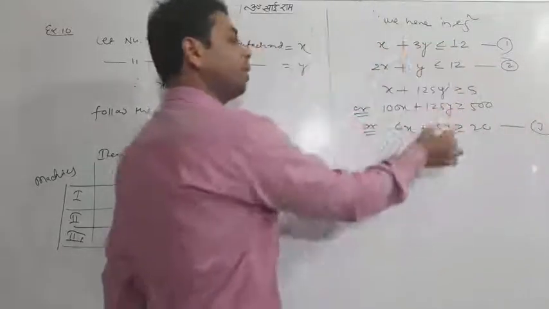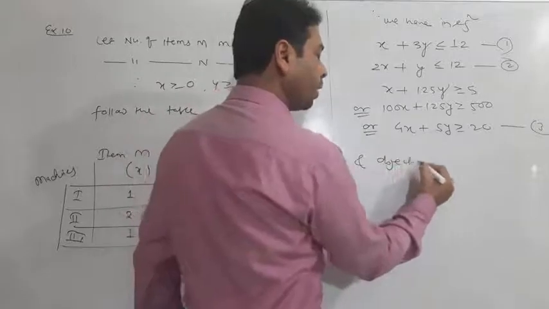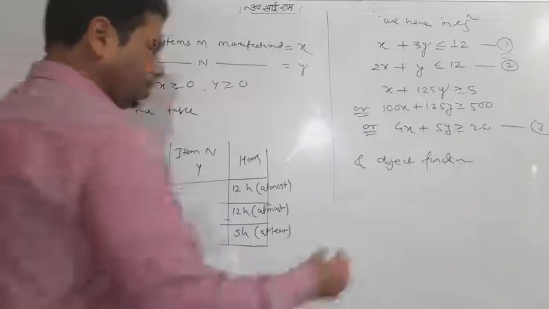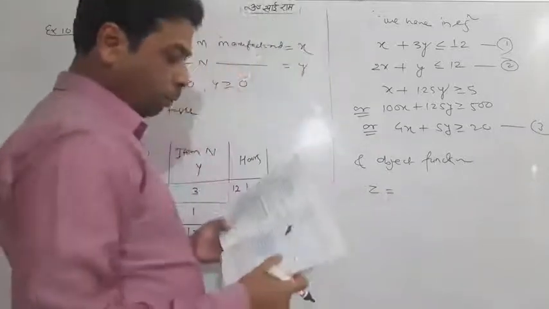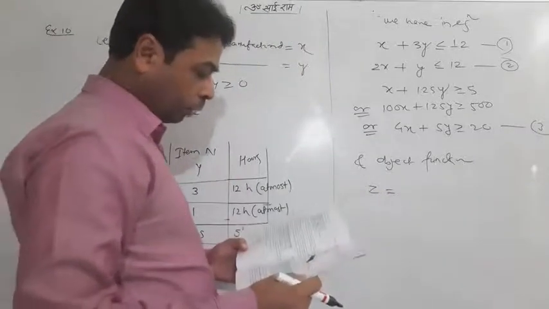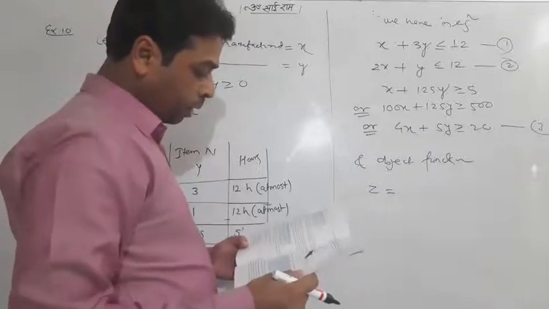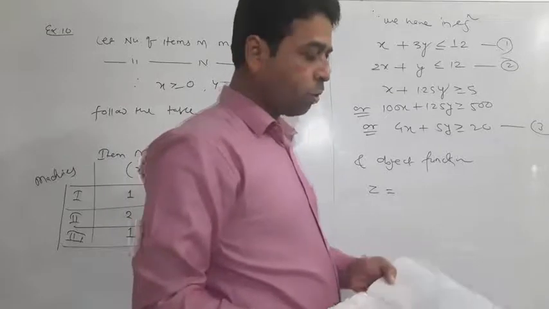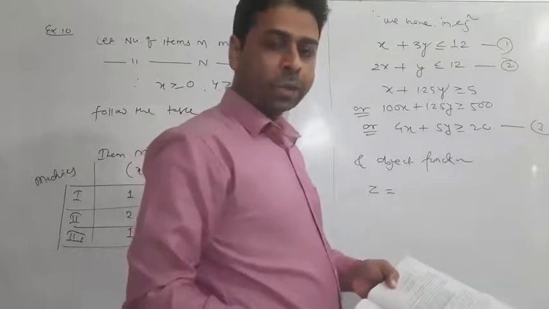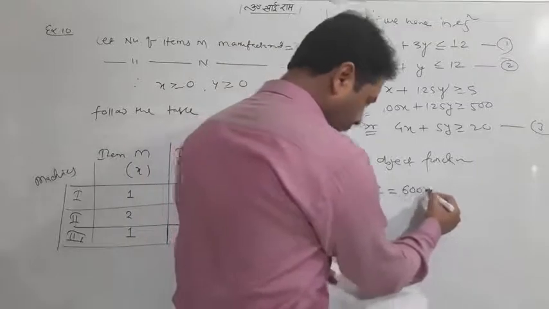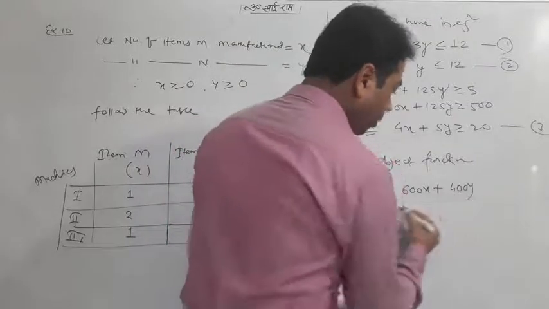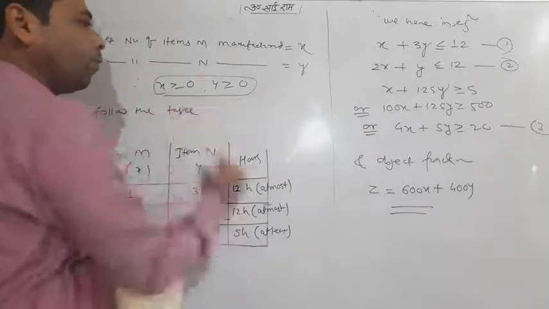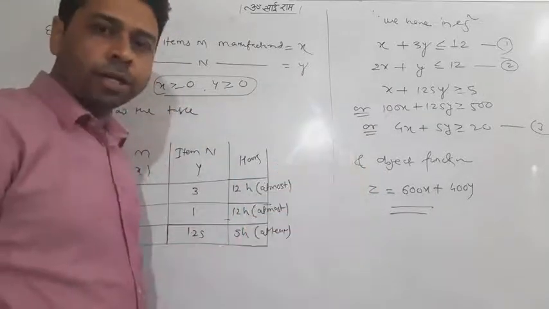This is first, second, third, and the objective function you can make from your side. What objective function can we make? Z equals. Now, can you read the question? There is 600 rupees profit on each item of M, and the number of item M was x, so it is 600x plus 400y. So this is your objective function. These inequalities we have. Just always follow the first quadrant, and you can make the rest now.